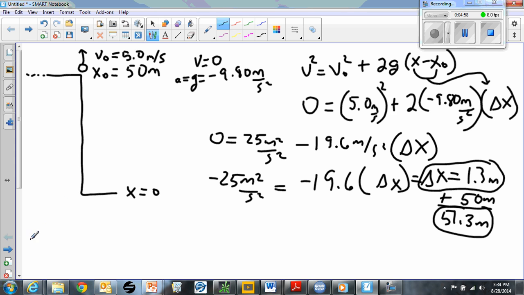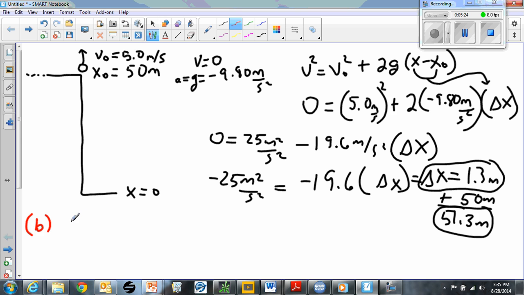There we go. So now we're going to figure out how long it takes to move to the top of its trajectory. In other words, how long does it take to go from when it leaves the thrower's hand to 1.3 meters. So that's going to be our B part. Let me do that in a different color so we can tell the difference.